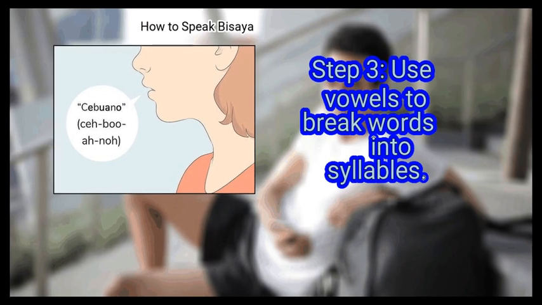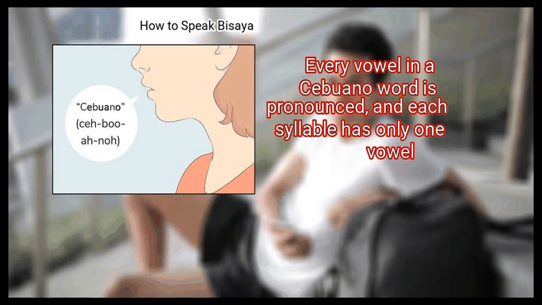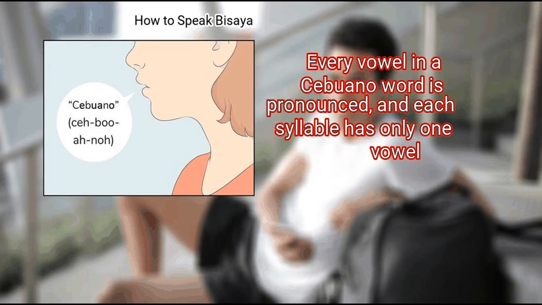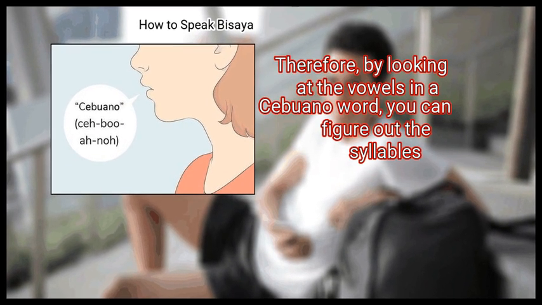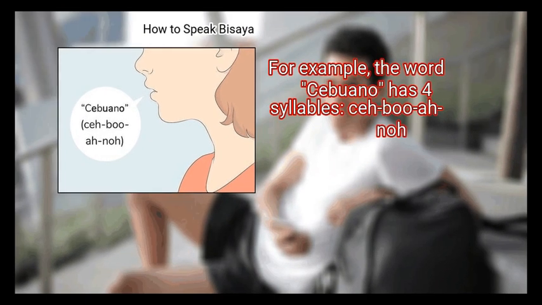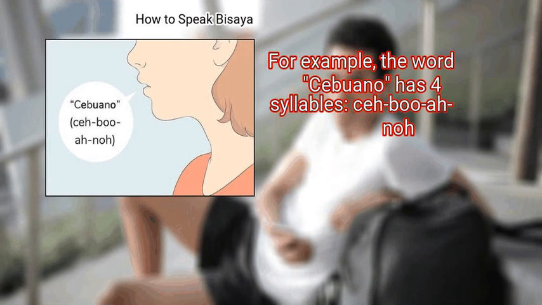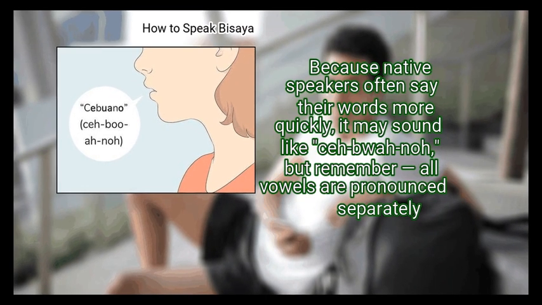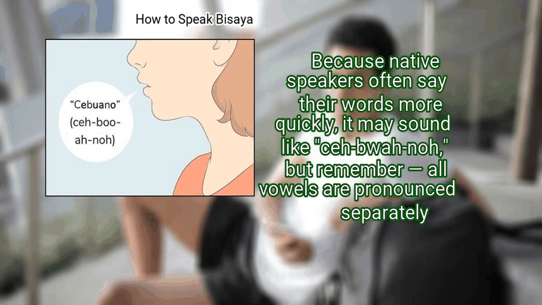Step 3. Use vowels to break words into syllables. Every vowel in a Cebuano word is pronounced, and each syllable has only one vowel. Therefore, by looking at the vowels in a Cebuano word, you can figure out the syllables. For example, the word Cebuano has 4 syllables: Se-bu-a-no. Because native speakers often say their words more quickly, it may sound like Cbwah, but remember, all vowels are pronounced separately.